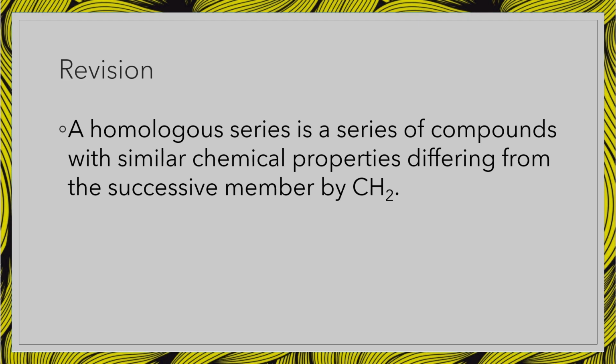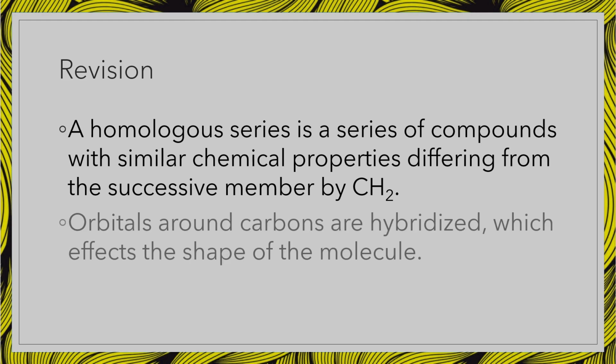So a homologous series is a series of compounds with similar chemical properties differing from the successive member by CH2. So remember it was something like methane, ethane, propane, going CH4, C2H6, C3H8, so going up by CH2 each time.